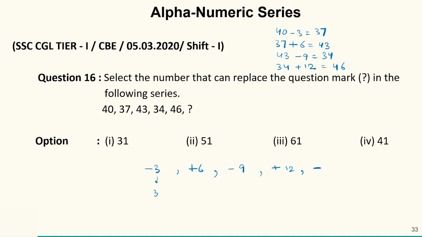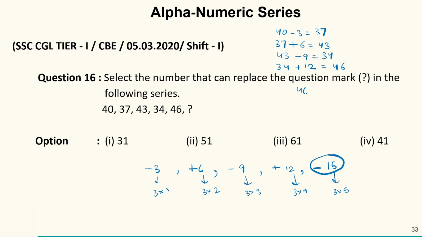And this is 3 into 1. This is 3 into 2. This is 3 into 3. This is 3 into 4. So logically 3 into 5 will come, which is 15. So we have to subtract 15 from the previous term.